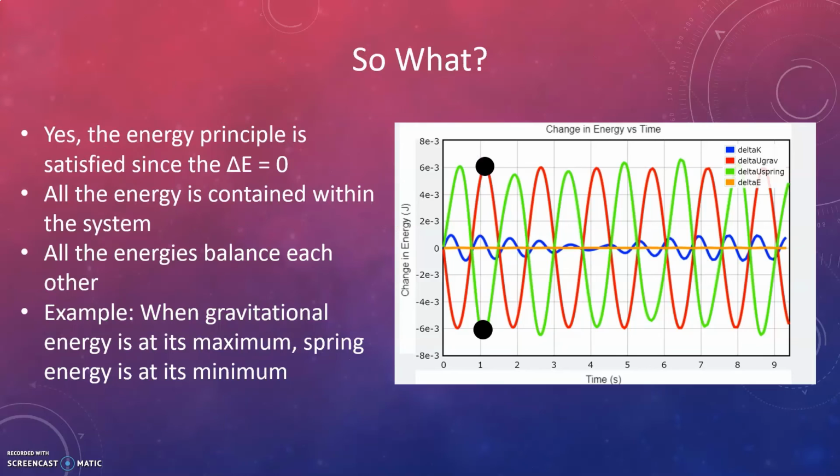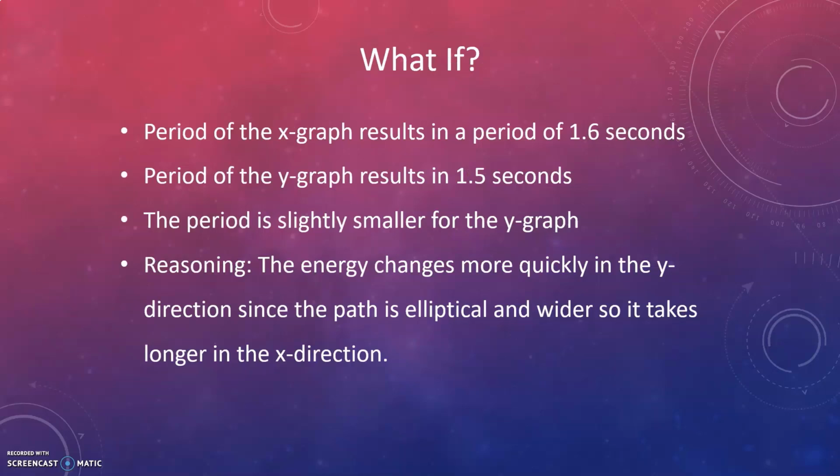So what? The energy principle is satisfied since delta E is equal to 0. This means all the energies are contained within the system, and you can see that the energies balance each other out. For example, when the gravitational energy is at its maximum here, the spring energy is at its minimum.